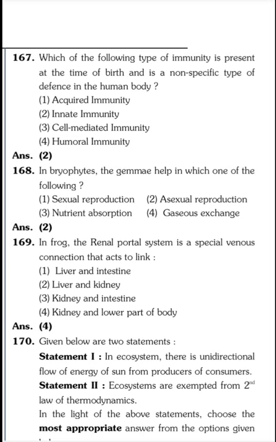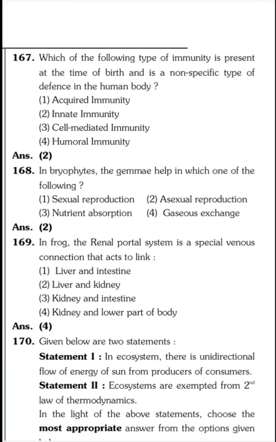Innate is from birth, we have it. So innate immunity. See, in the immunity topic itself, 2 questions already we have come across, isn't it? In bryophytes, the gemmae help in which one of the following? Gemmae is for asexual reproduction. In frog, structural organization, this is again a second question. The renal portal system is a special venous connection that acts to link.